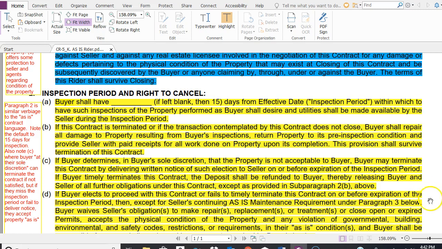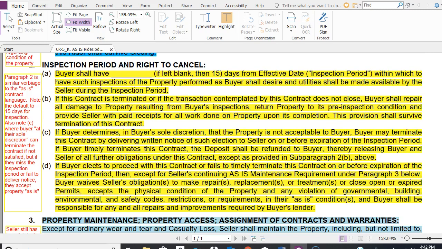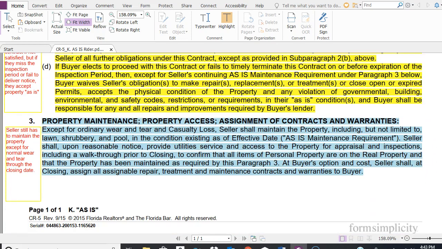So understand that, and if the buyer wants it and you represent the buyer, great. If you represent the seller, make sure they understand that that's in there. And if they're concerned about it, then obviously the answer here would be to shorten the inspection period, okay? However, Part D says, if they miss their inspection period or fail to deliver written notice, then they accept the property as is. That's what Part D says. Again, similar verbiage that's in the as-is contract, things that we covered there, all right?